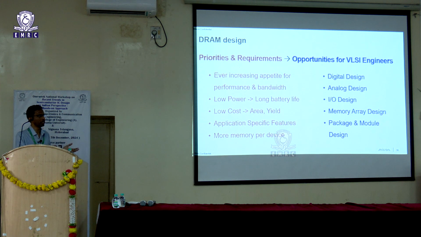So we talked about starting with say 2 Gbps, 4 Gbps. Currently we are at LPDDR5, which is like 8.5 Gbps, and going forward it will be 10, 12 and so on. So there is always an increasing appetite for performance and bandwidth. And then we also talked about low power, for longer battery life, and low cost of course is always our driver. And also there are application specific features that get incorporated into such systems, and we want to pack as much memory as we could in a given silicon footprint. So that's always the requirement.